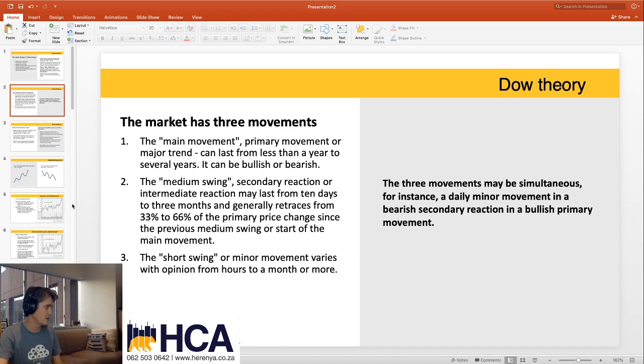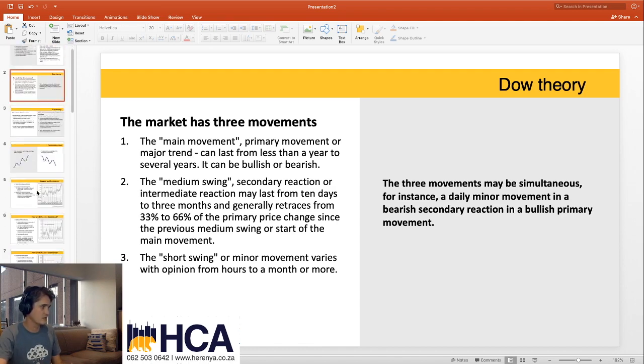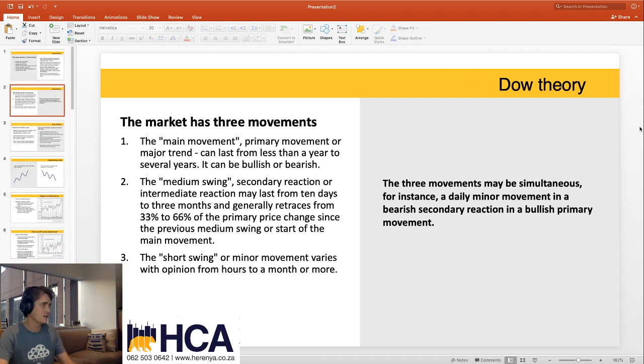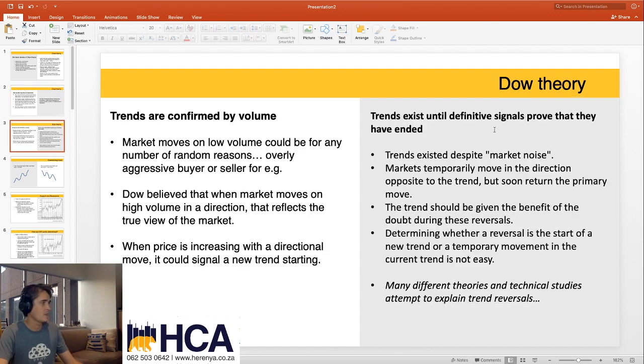The main move is the longer term movement that the chart makes. The medium swing are the pullbacks, and then the short swing are the intraday or very, very short movements. A primary trend or the main movement can last anything from a bit less than a year to several years. The medium swing is a shorter term reaction which can last anything from 10 days to 3 months, and the short swing is a minor movement from a few hours to a month or more. So those are the three basic types of trends that you get.